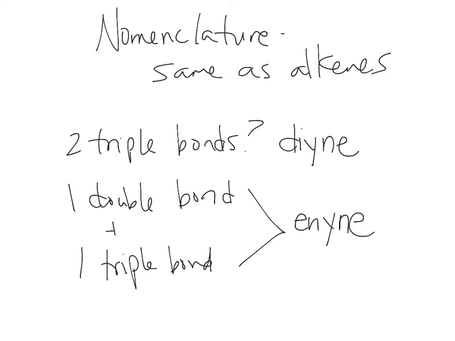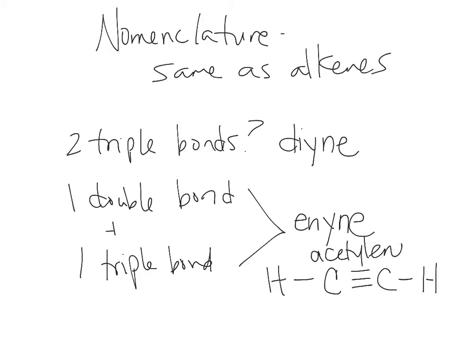Our smallest alkyne that we're going to meet looks like this, and its name technically would be ethyne, but we're going to call it acetylene. That's its common name, that's what everyone calls it. So acetylene, just like in our simplest molecule with a carbon-carbon double bond, which is ethylene. This one is acetylene.